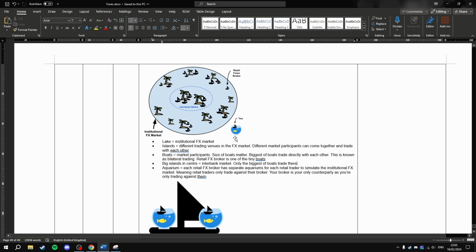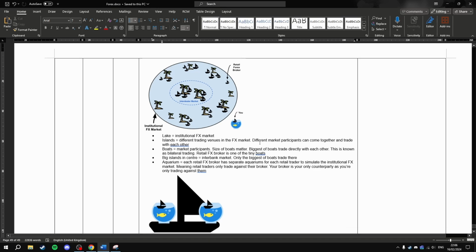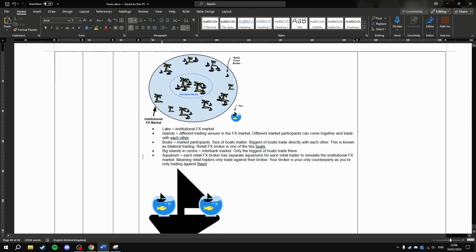Aquarium equals each retail FX broker has separate aquariums for each retail trader to simulate the institutional FX market. Meaning retail traders only trade against their broker. Your broker is your only counterparty, as you're only trading against them. Yeah, that makes sense.